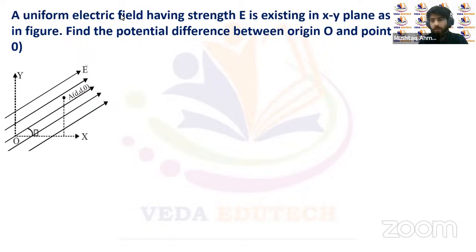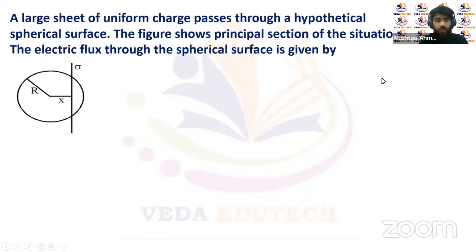Question number one, you can see here on your screen. A large sheet of uniform charge passes through a hypothetical spherical surface. The figure shows the principal section of the situation, and the electric flux through the spherical surface is given by?